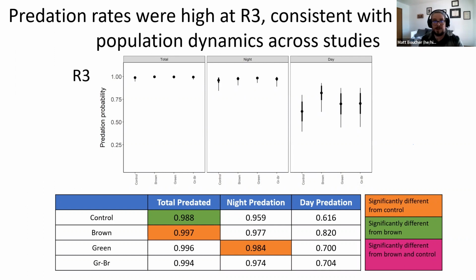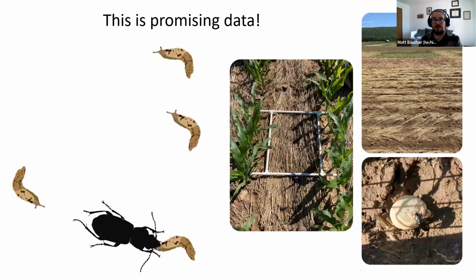So I'm right on time here as we go into the wrap up. Just to pull things together, this is really promising data. It's 1 year. We've still got a couple more years to go. These are small plots. I'd like to see this at some on-farm parts of on-farm projects moving forward.